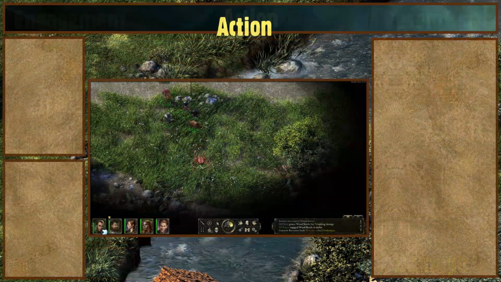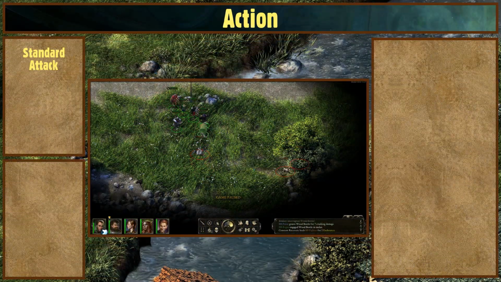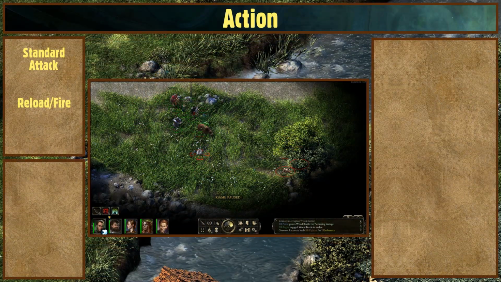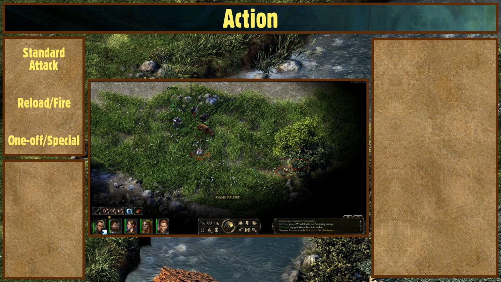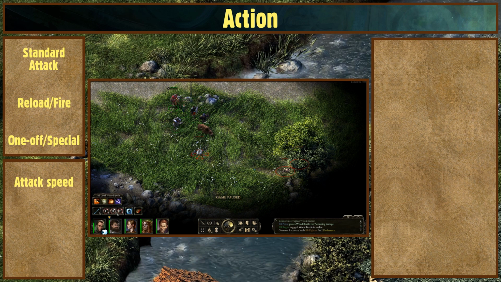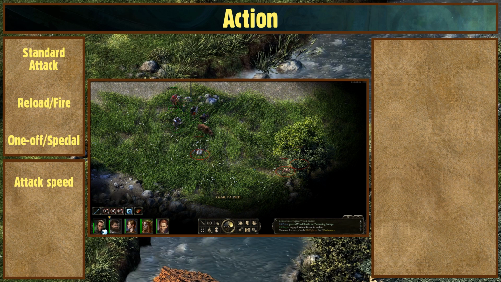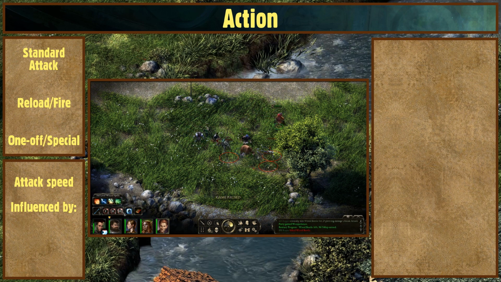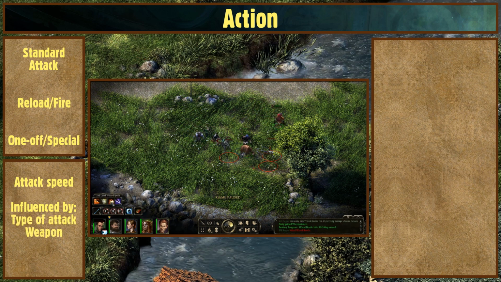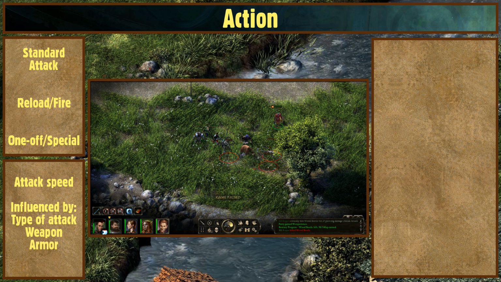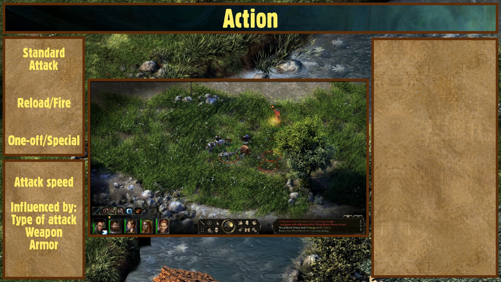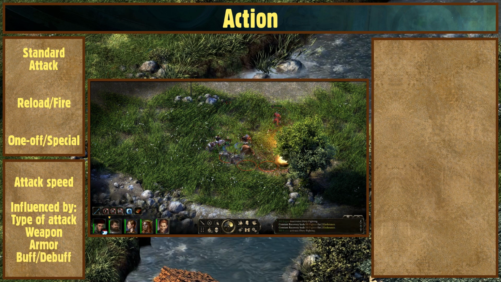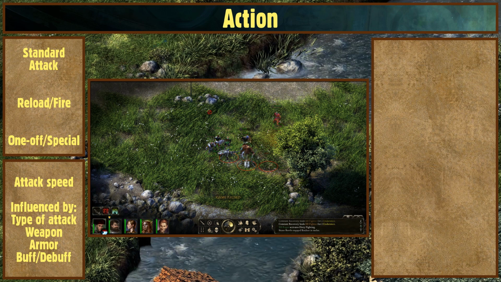The different actions available are a standard attack, reloading or firing with your ranged weapon, and a one-off or special attack such as spells. All classes attack at the same speed, meaning that monks aren't faster than fighters by default. What influences the attack speed is the type of attack, the attack and reload speed of your weapon, as well as the armor you're wearing. This, and all the possible buffs and debuffs due to magic, potions or traits.